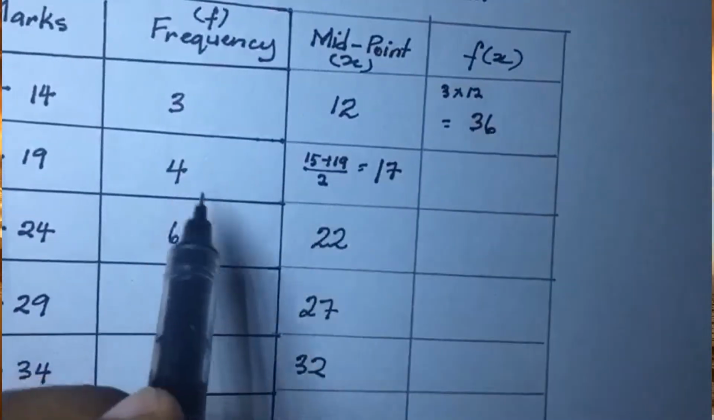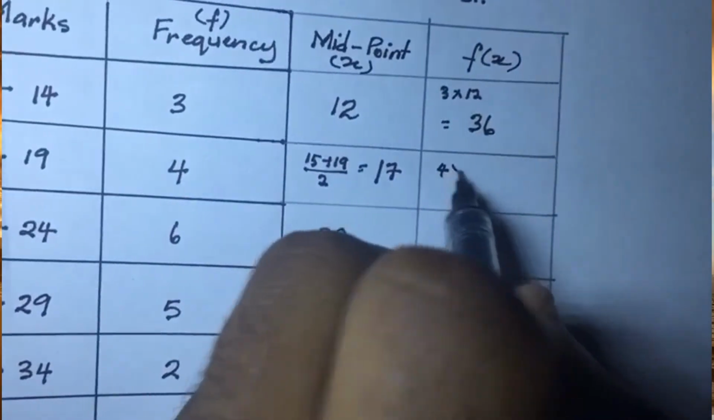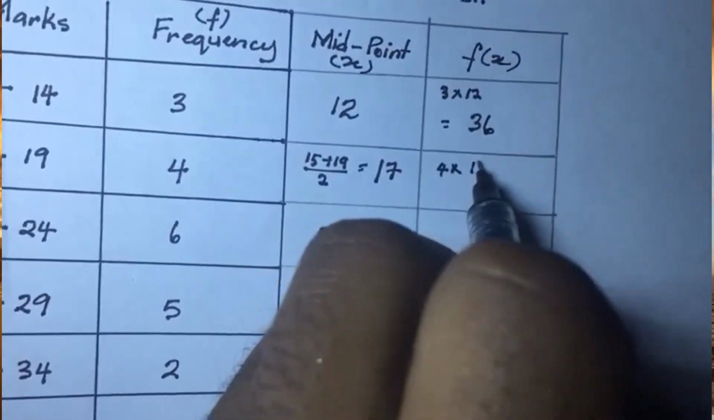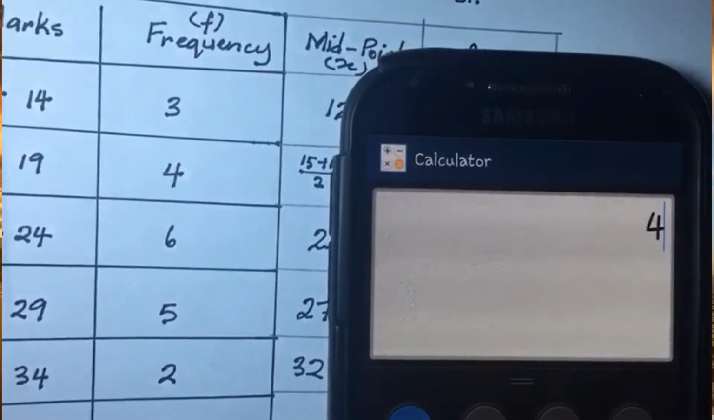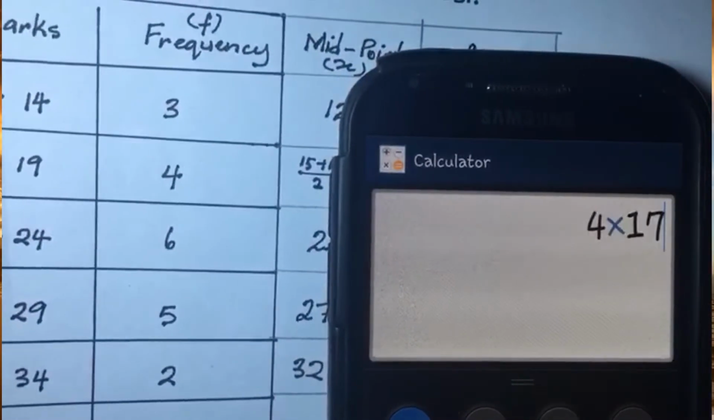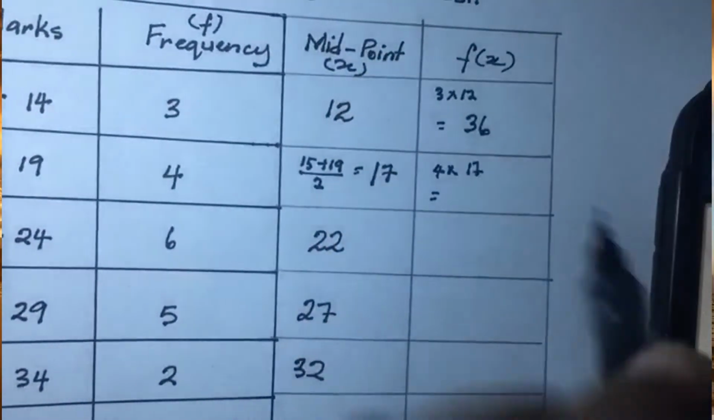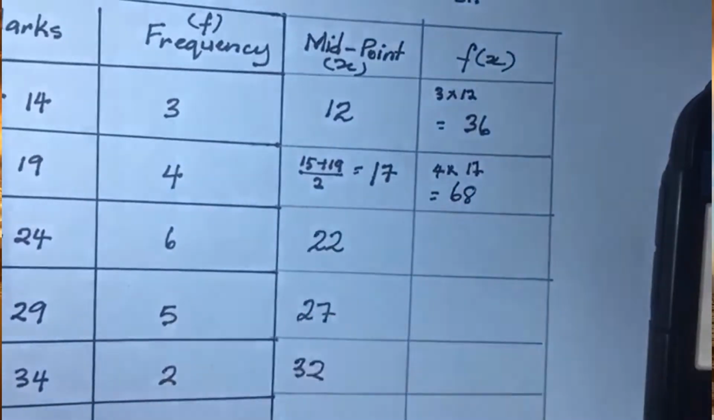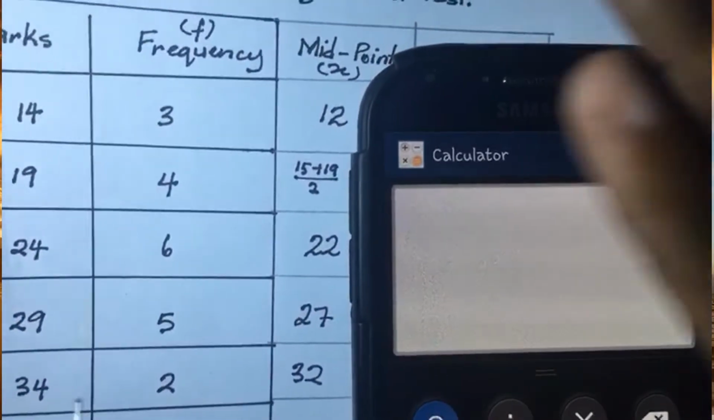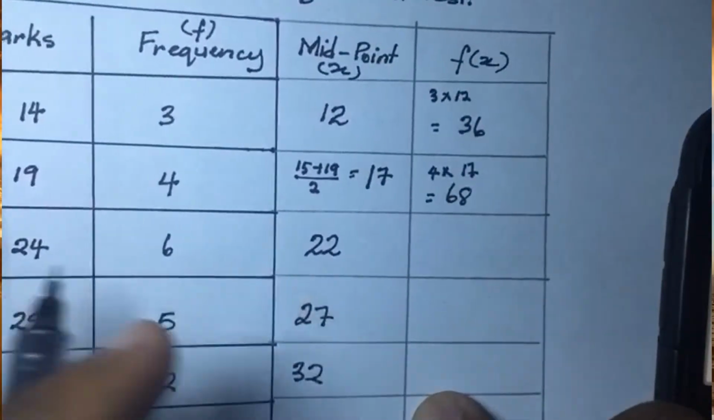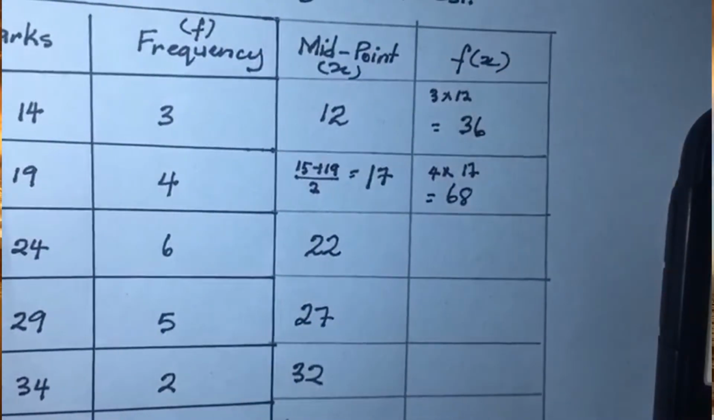But here my f is 4 and my x is 17. So 4 times 17, my brain is so good, so I'm going to put it on my calculator, right? 4 times 17, 68. I would recommend using a calculator, because sometimes I don't remember all of these things. So at the third one now, what is my f?